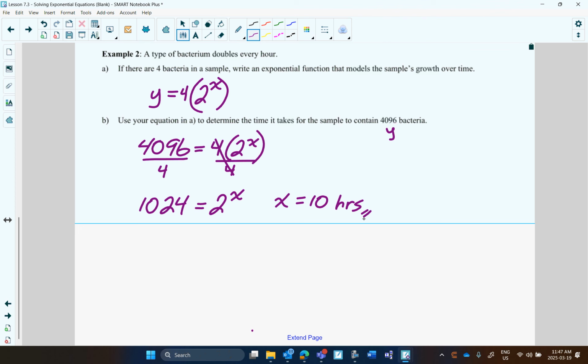Okay. Oh, and sorry, just as a little preview to the next unit. So you know how to solve ones like this now. But what about ones like this?